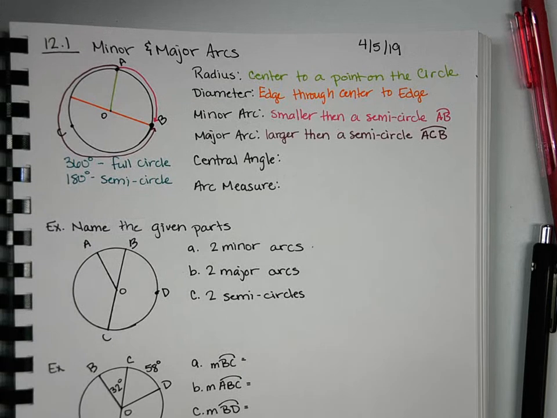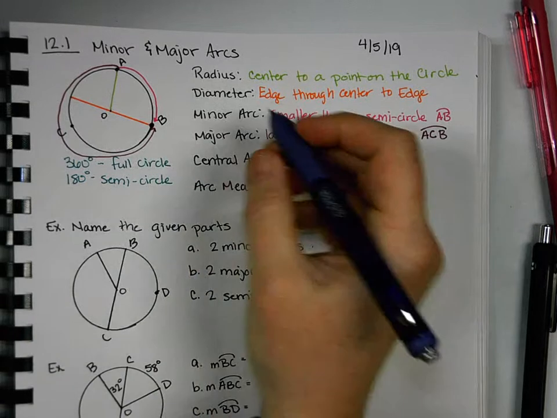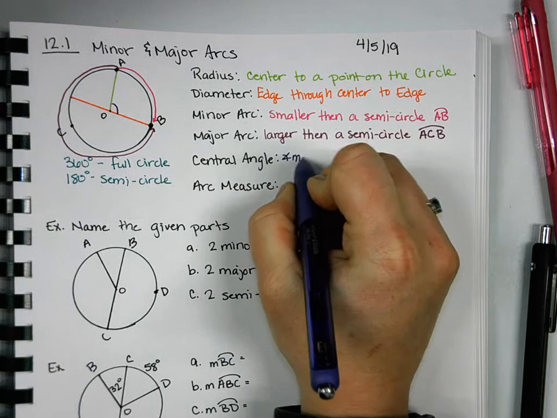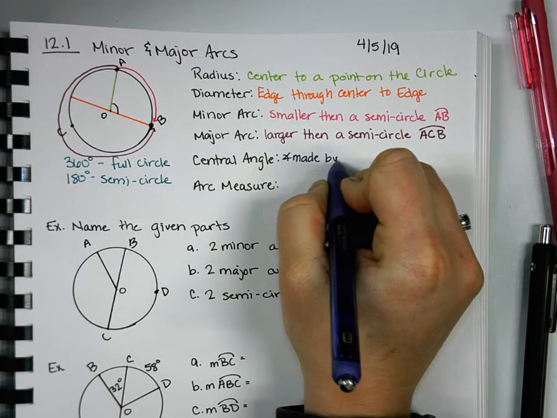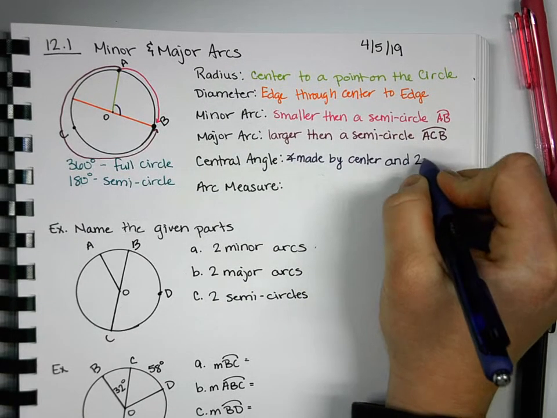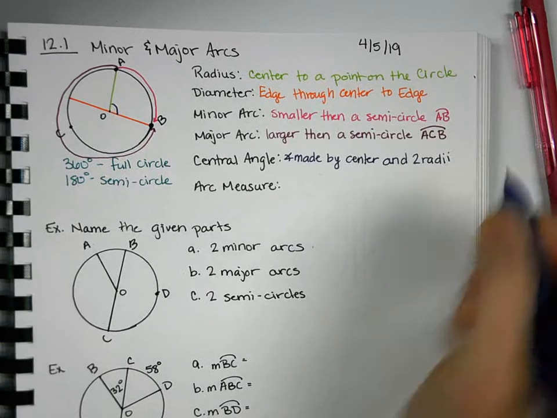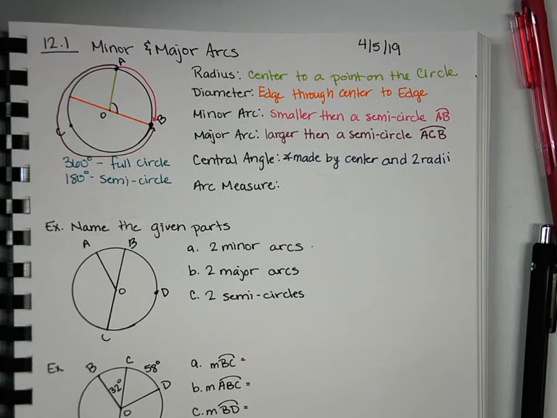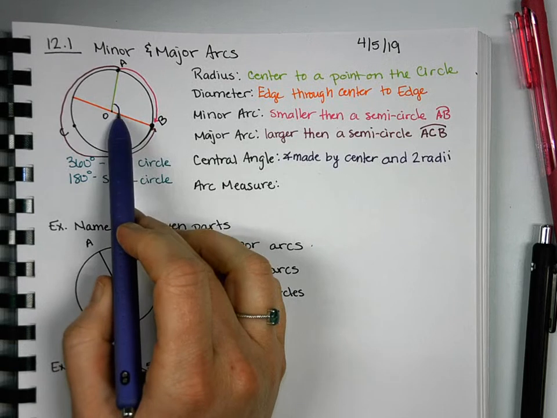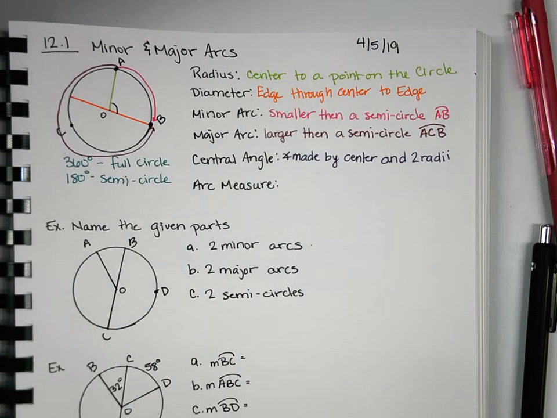All right, next up we have a central angle. A central angle is an angle made by the center and 2 radii. Radii is the plural of radius. So when you have 2 radiuses, that's too many S's, so we say radii. So 2 radii, so AO and OB are radii. The angle in between, that's called a central angle. Otherwise, you can think of it as an angle in the center.